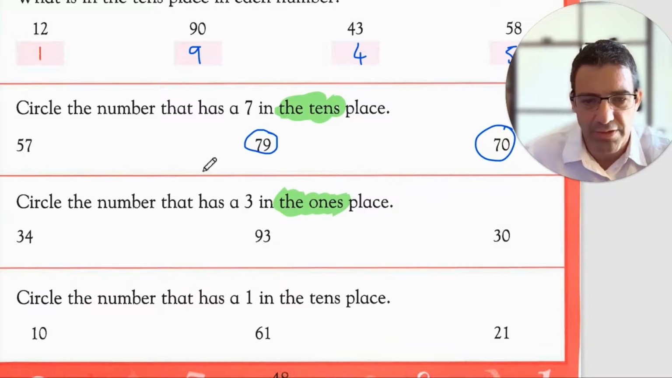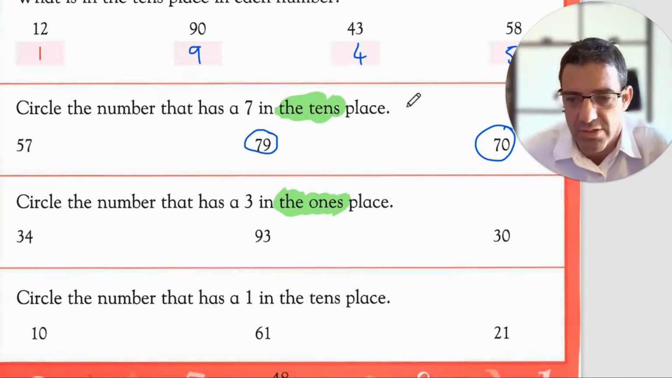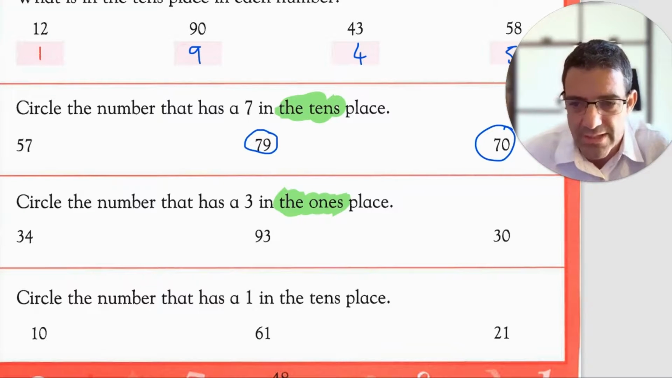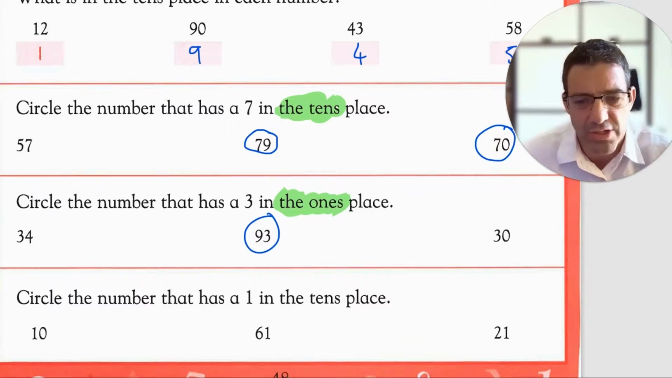Circle the number. We're nearly finished, you guys, just a little bit more. Circle a number that has a 3 in the ones place. This time you need to be careful, it's in the ones. So here there's a 3 in the tens and a 4 in the ones. Not that one. A 9 in the tens and a 3 in the ones. Oh, 3 in the ones is what I want. A 3 in the tens and a 0 in the ones. I don't want that.